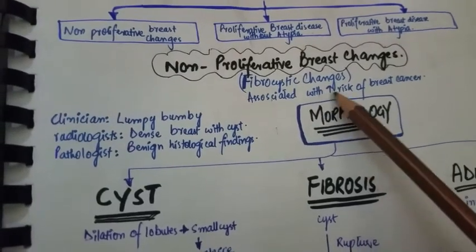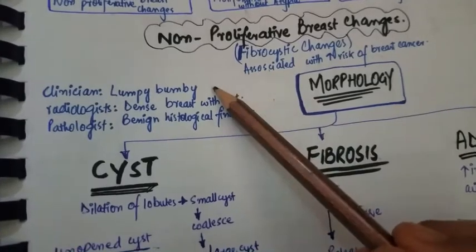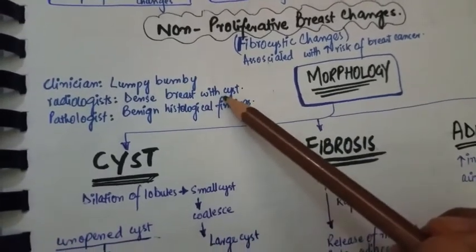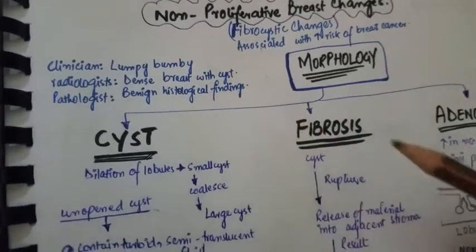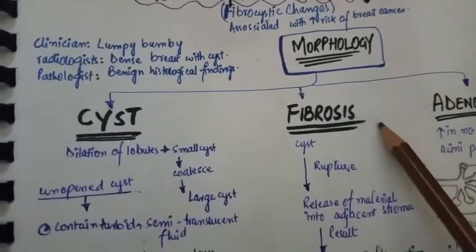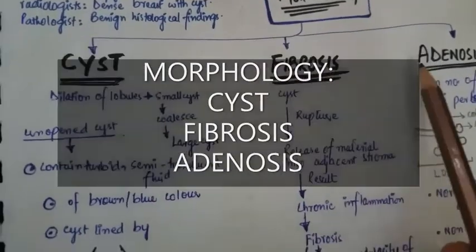It is associated with an increased risk of breast cancer. The clinician calls it lumpy bumpy breast. The radiologist sees breast tissue with a cyst, and the pathologist calls it a benign lesion. In the morphology, we can see three features: cyst, fibrosis, and adenosis.